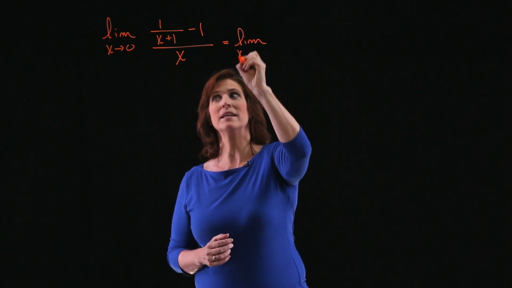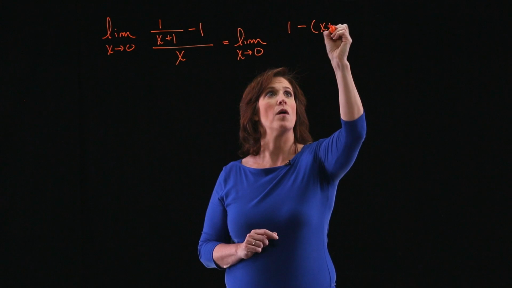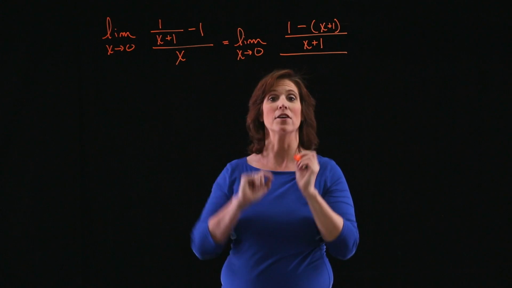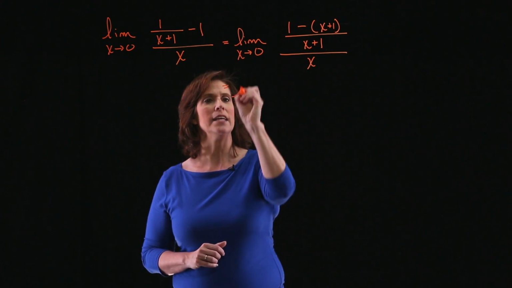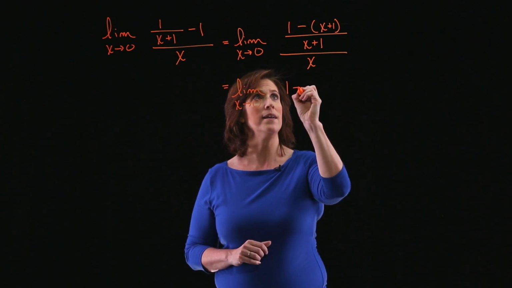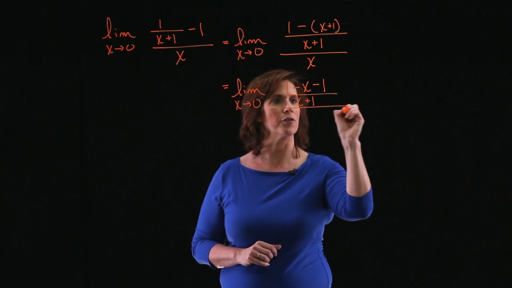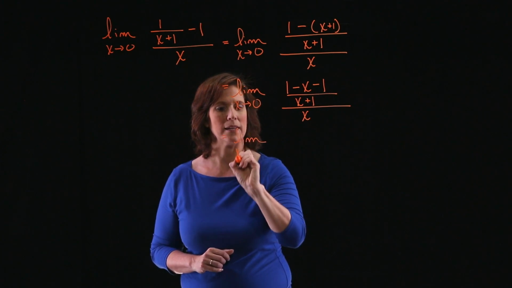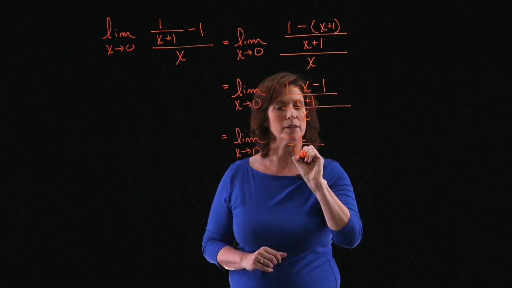So I'll write this as the limit as x approaches 0 of 1 minus the quantity x plus 1, all over x plus 1. As I said, I got a common denominator in the numerator, and the whole thing is still divided by x. Well, if I continue with my algebra, I can say that I've got the limit as x approaches 0 of 1 minus x minus 1, all over x plus 1, all over x. And this leads to the limit as x approaches 0 of negative x all over x plus 1.